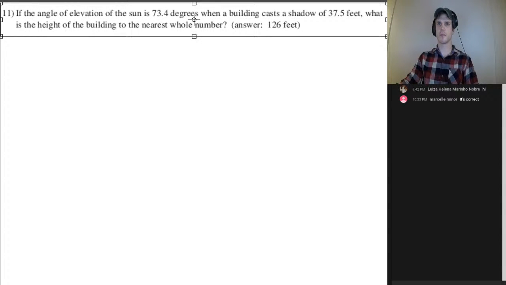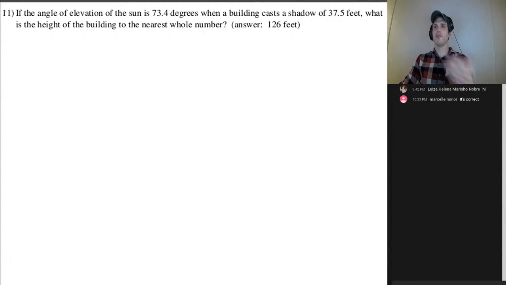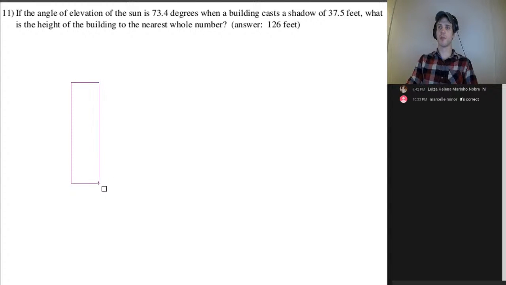Okay, so if the angle of elevation of the sun is 73.4 degrees when a building casts a shadow of 37.5 feet, what is the height of the building to the nearest whole number? If you haven't done these kinds of problems before, it would be kind of hard to know. So here's a building.